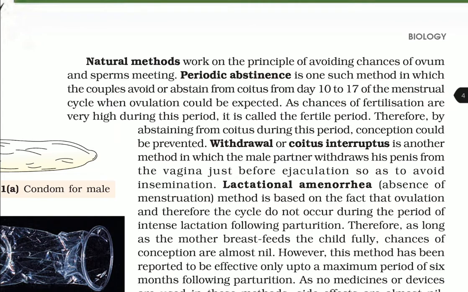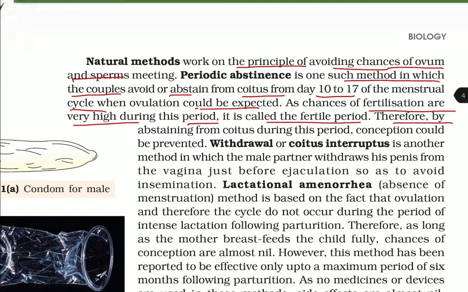Now, natural methods. Natural methods work on the principle of avoiding chances of ovum and sperm meeting. Periodic abstinence is one such method in which the couples avoid or abstain from coitus from days 10 to 17 of the menstrual cycle when ovulation could be expected. As chances of fertilization are very high during this period, it is called the fertile period, and therefore by abstaining from coitus during this period, conception could be prevented.